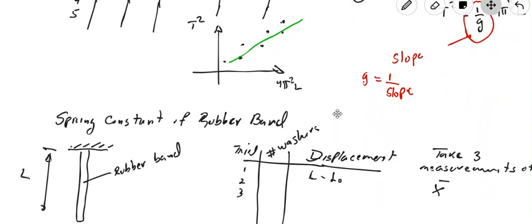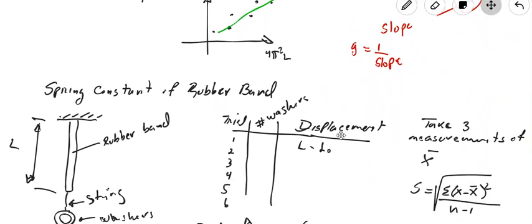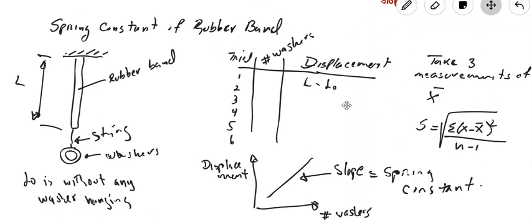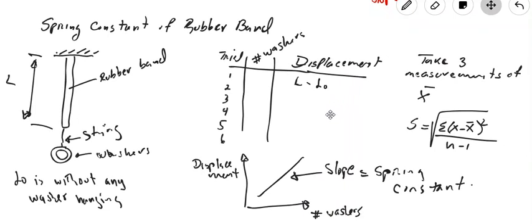And then after that, we're going to move to the next part. The next part will be to determine the spring constant of a rubber band. So you will take a rubber band. They give you some instructions about cutting the rubber band, etc. So what are you going to do? You are going to have your rubber band, and at the end of the rubber band, you're going to put a string. The initial length of the rubber band is the length without any washer hanging.